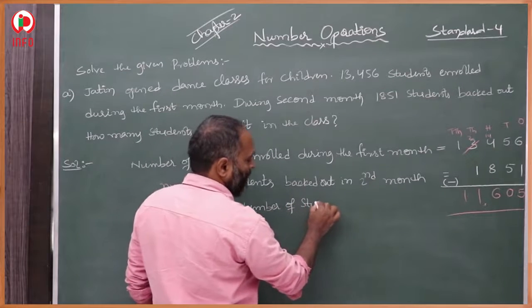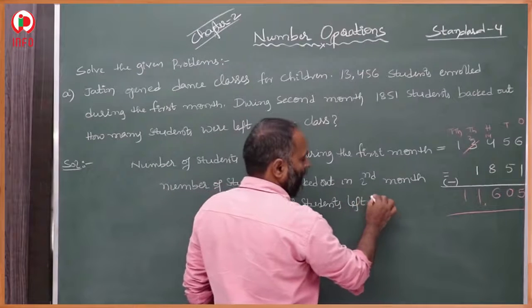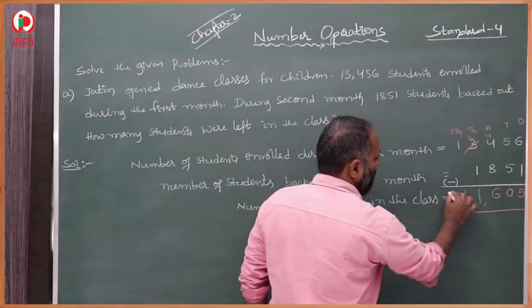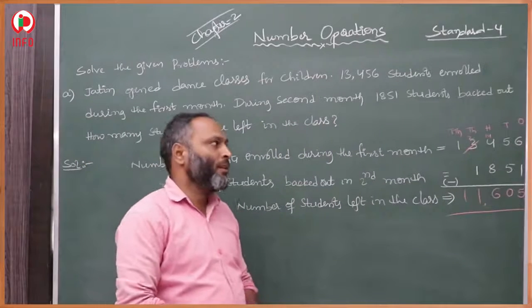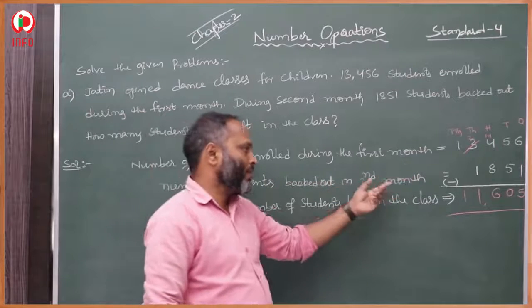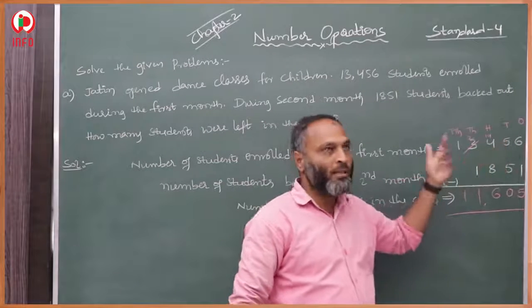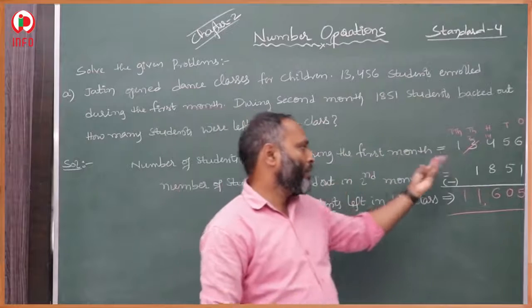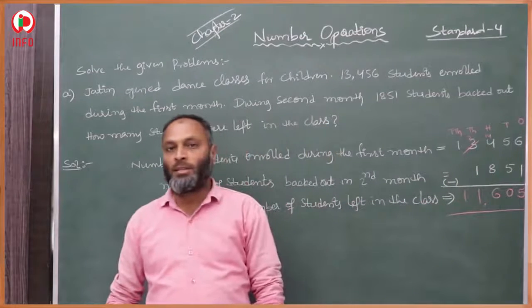Number of students left in the class is equal to 11,605. This many students were left in the class after 1,851 students backed out in the second month. Total students 13,456 enrolled in the first month, the number of students who backed out is this much, and the number of students left in the class is 11,605.